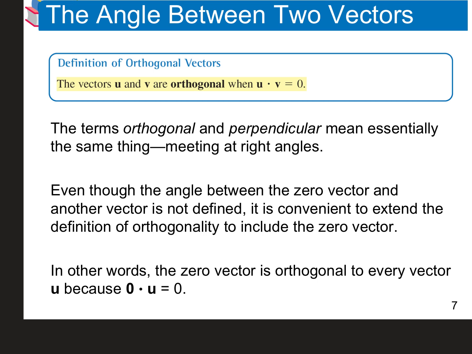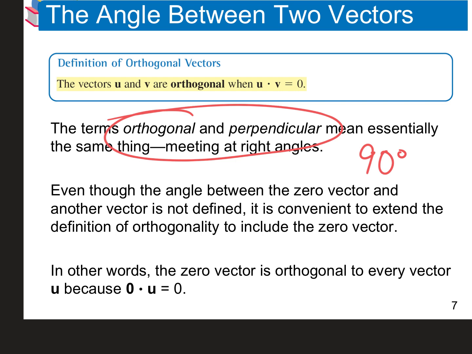Almost. All right, now we're going to talk about when two vectors are orthogonal. Guys, what does orthogonal mean? We just talked about it. It means perpendicular. It means they meet at a 90-degree angle. We say orthogonal because vectors are in physics and orthogonal is in physics.